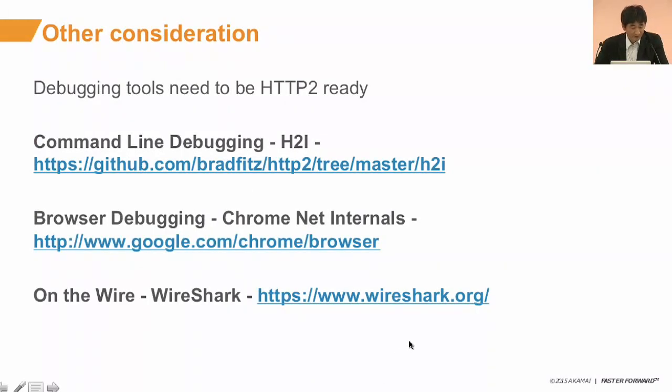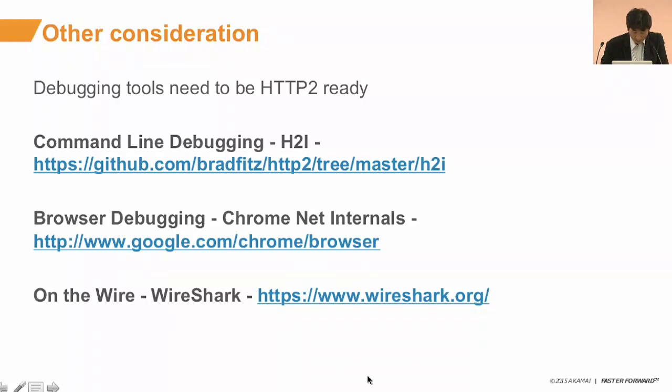And also, if you are a developer, you need to prepare a debugging environment conforming to HTTP2. And there are major debuggers already ready for HTTP2. One is a command line debugger, and another one is the browser debugger by Chrome. And in the recent version of Wireshark, you can decrypt the HTTP2 packets, but you need to export the private key to Wireshark. Anyway, you can decrypt the HTTP2 packets on Wireshark.